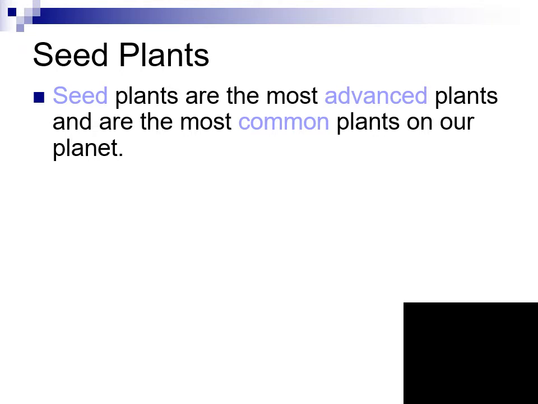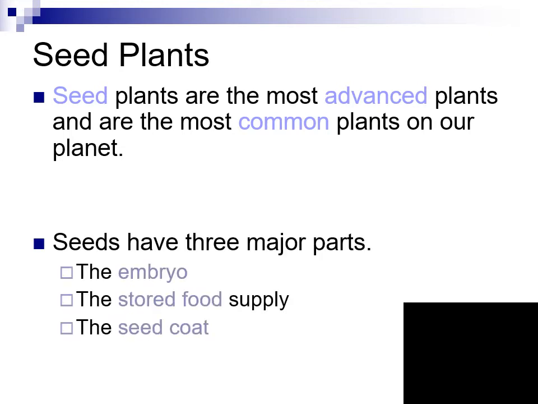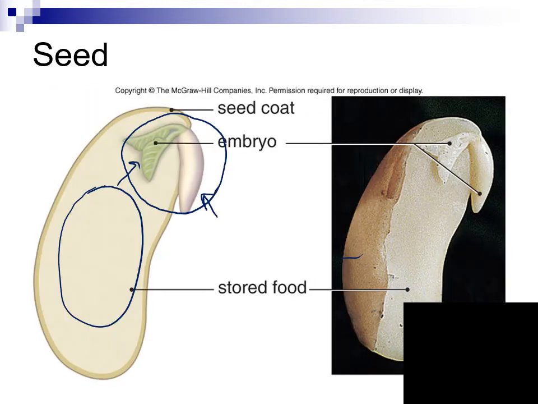And so these are the most common and the most advanced of all of the plants that we find on our planet. We're going to look quickly at the seed. There are 3 parts to the seed: the embryo, which is going to grow into the new generation, the stored food within the seed for the embryo, and then the seed coat, which is for protection.